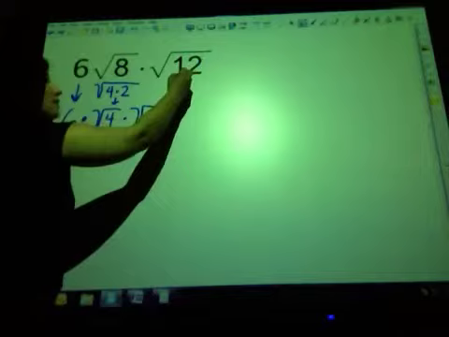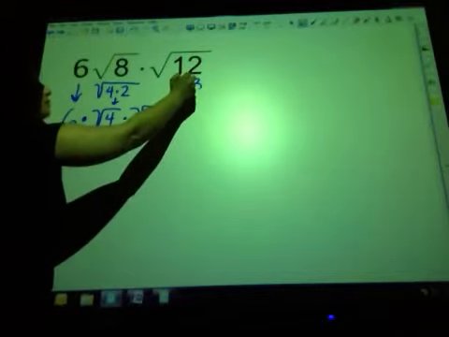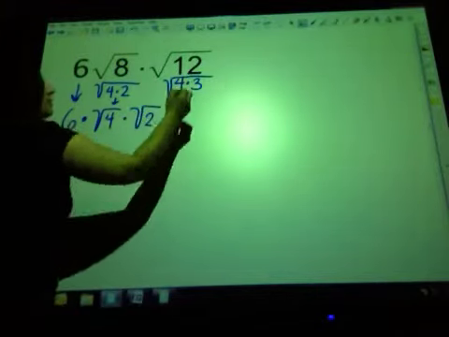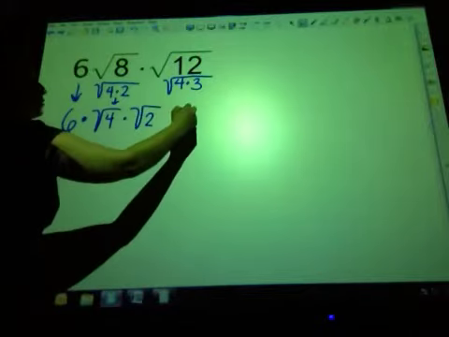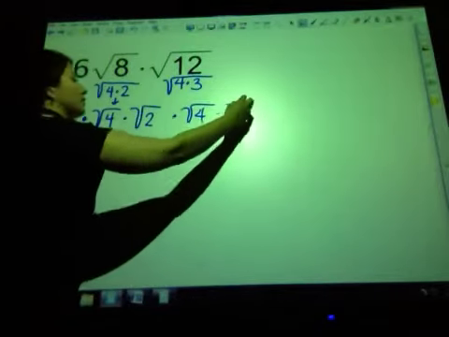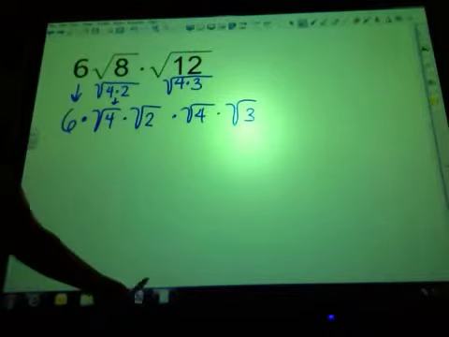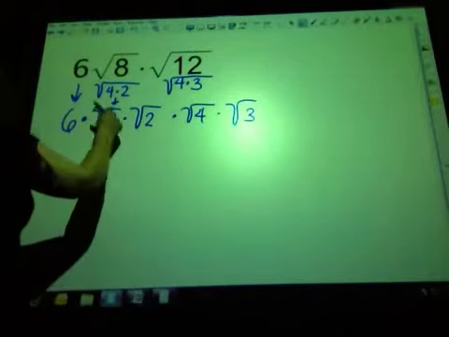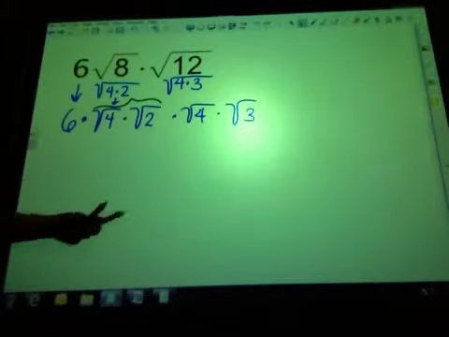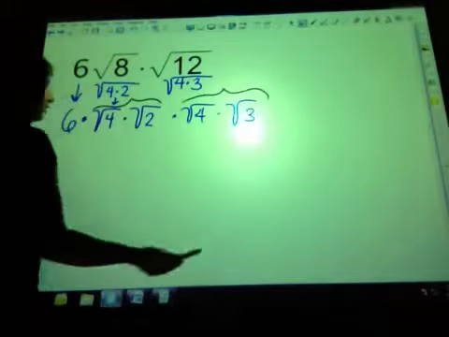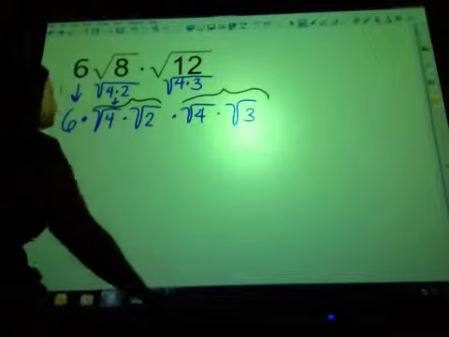Then I need to break my 12 apart. I can break that apart into 4 times 3. So I'm going to do the square root of 4 times the square root of 3. So these two numbers are representing my square root of 8. And over here, this is representing my square root of 12, sorry.